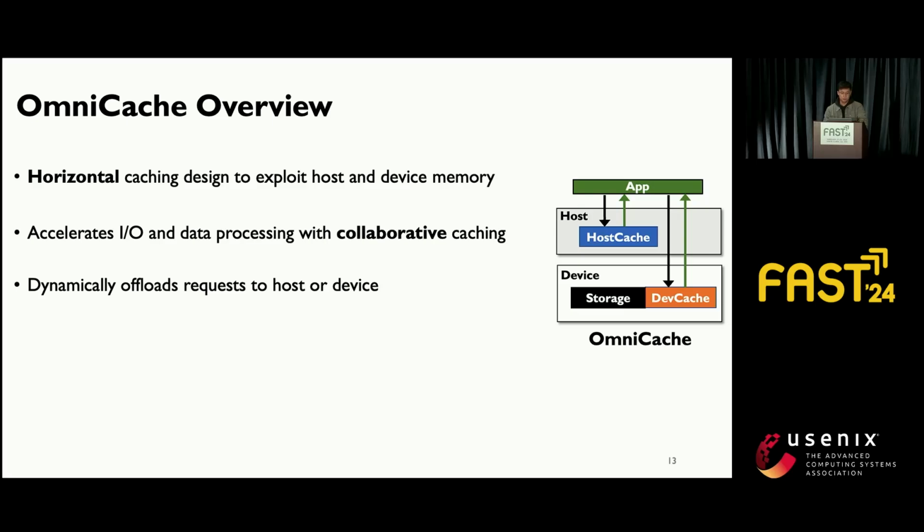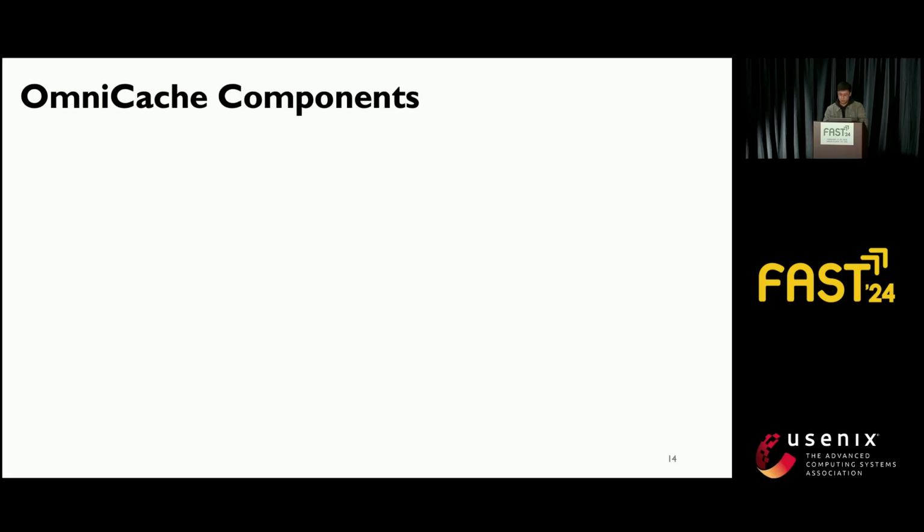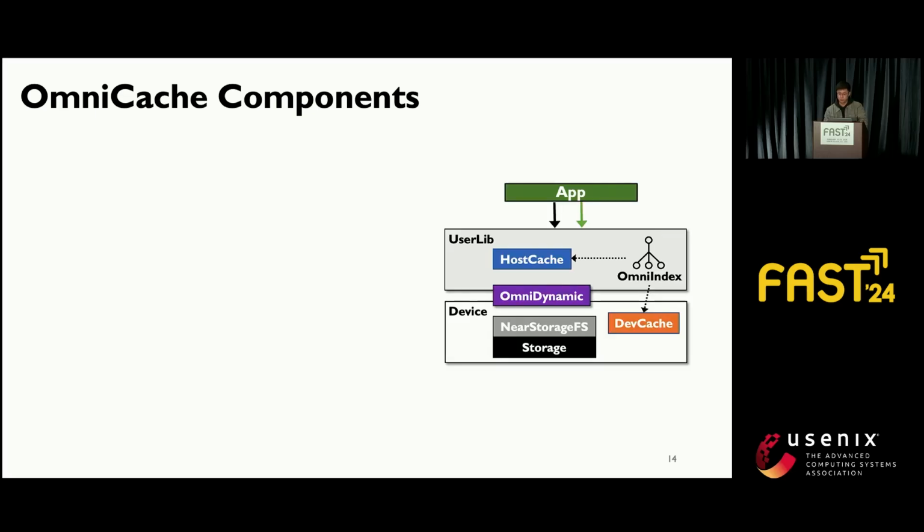Third, OmniCache also supports dynamically offloading the request to host or device. Finally, OmniCache exploits CXL for reducing host and device communication cost. So next, let me describe the components in OmniCache.